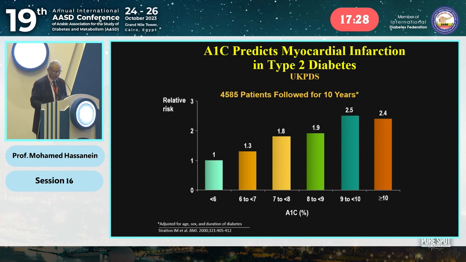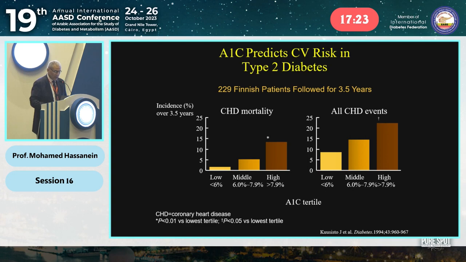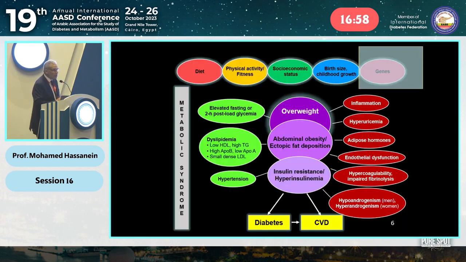it can reduce myocardial infarction, as you saw from this large study, the UKPDS. And as we saw also from other data, including this Finnish data that looked into coronary heart disease mortality as well as coronary heart disease events. So you can reduce mortality and events in people with diabetes by simple glycemic control as well as with other measures as well.